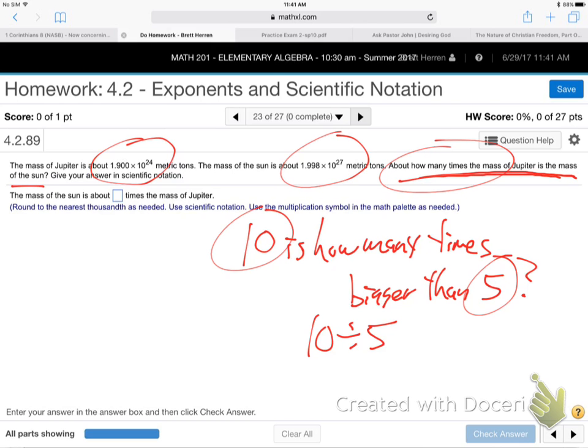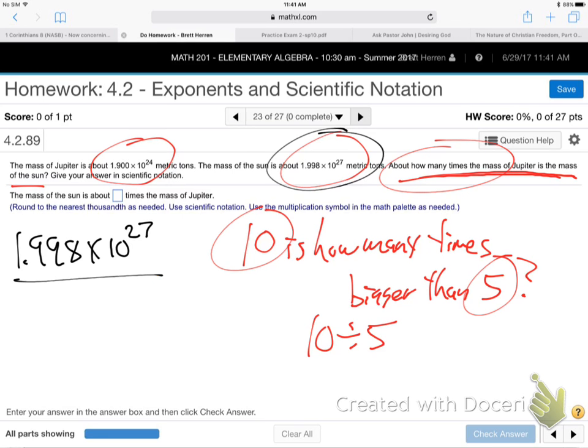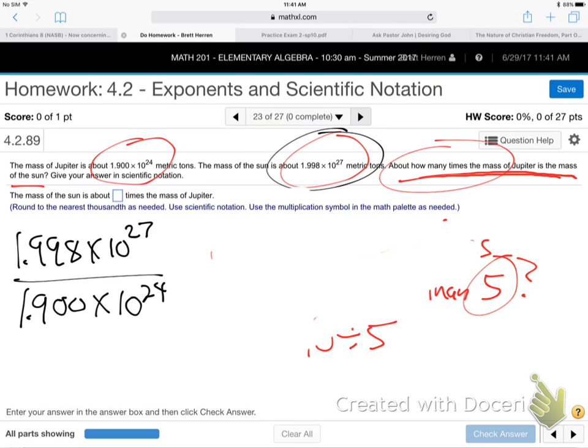So how do we divide them? Put the bigger one on the top, the sun, 1.998 times 10 to the 27th, over the smaller one, Jupiter, little bitty tiny Jupiter, times 10 to the 24th. You want me to divide? That's how you find out how many times bigger something is. You divide. So, okay, can you do that thing?